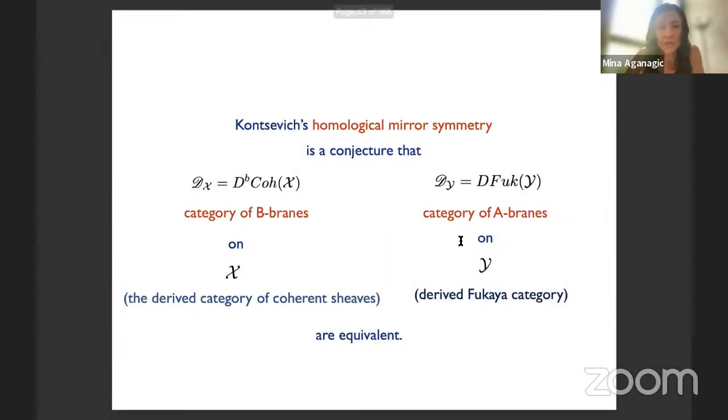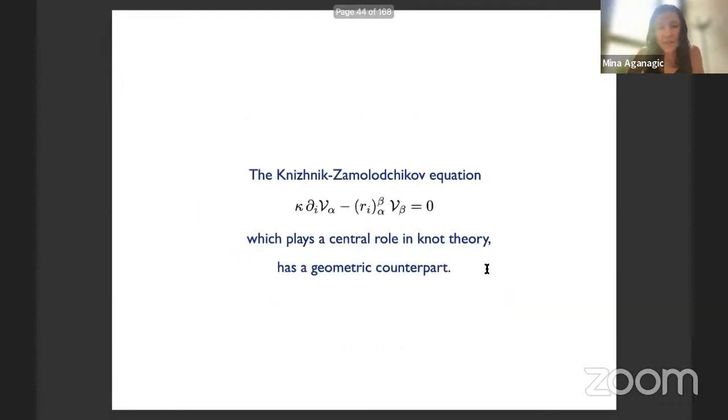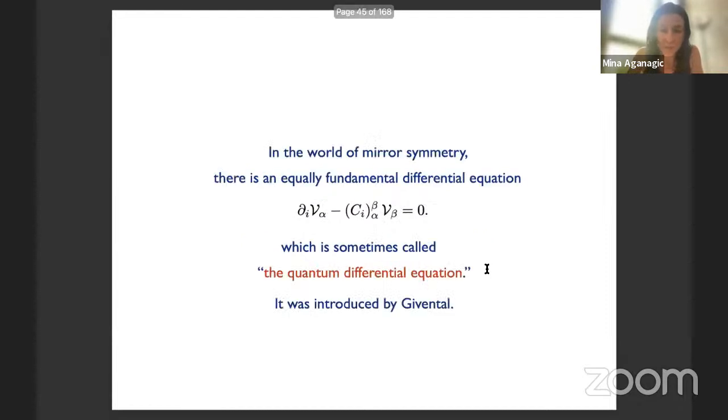Kontsevich's homological mirror symmetry is a conjecture that a category of B-type branes on X and a category of A-type branes on Y are equivalent. The Knizhnik-Zamolodchikov equation, which plays a central role in knot theory, has a geometric counterpart. In the world of mirror symmetry, there is an equally fundamental differential equation, which is sometimes called the quantum differential equation. It was introduced by Givental.